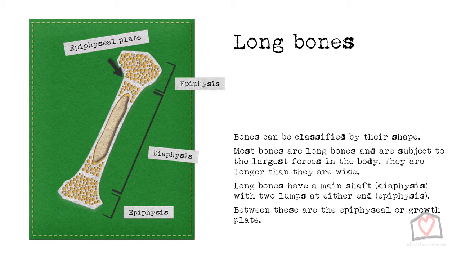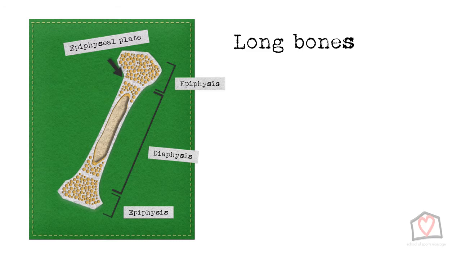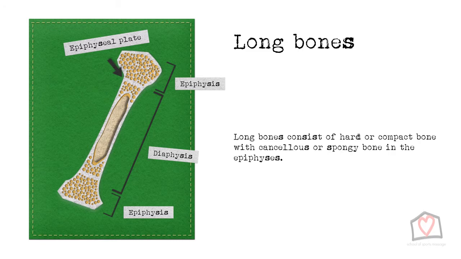Bones such as these include the femur, radius, and phalanges. They consist of hard or compact bone, with cancellous or spongy bone in the epiphyses. The cancellous bone looks like a sponge and has air pockets within. This makes the bone compact, strong, but also very light, particularly relevant for birds, as most of their bones fall into this category, enabling them to fly.